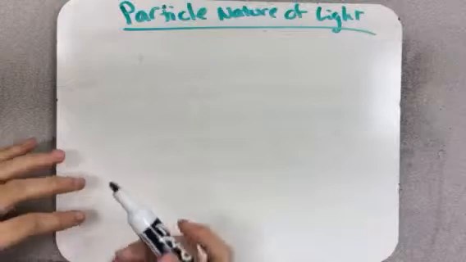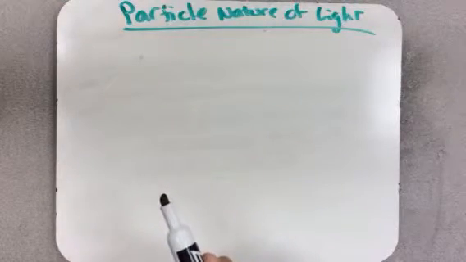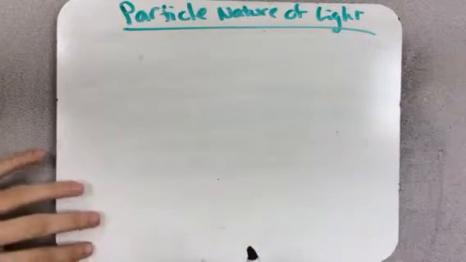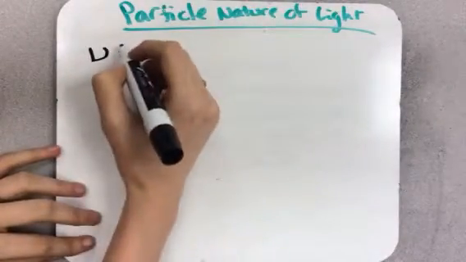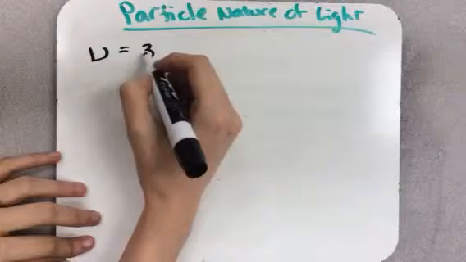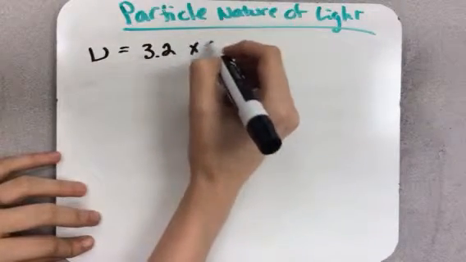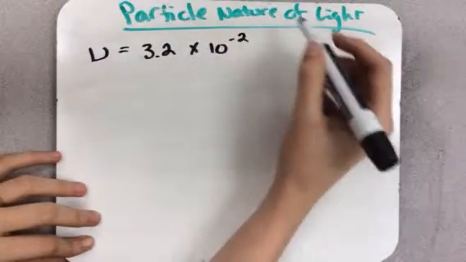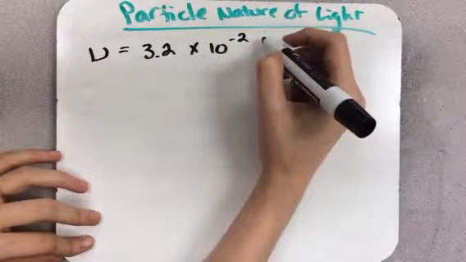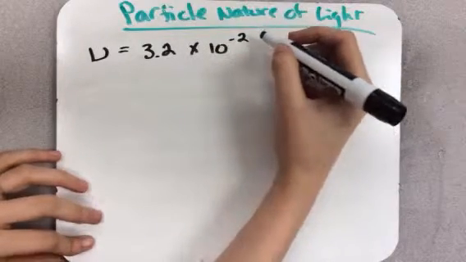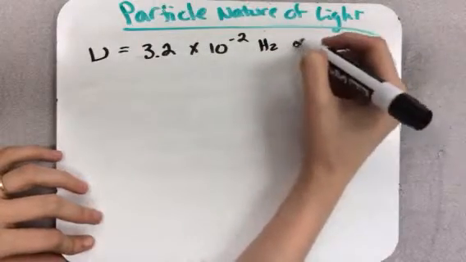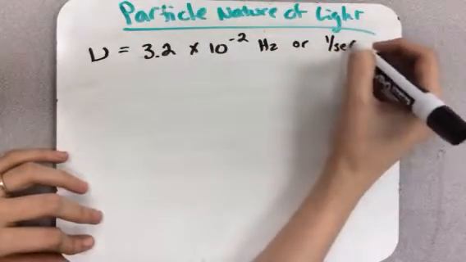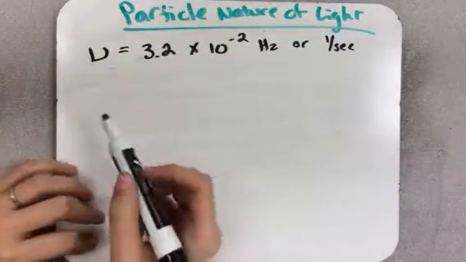So let's look at an example of this and do the calculations. In the previous video, we did an example where we found the wavelength of radiation with a frequency of 3.2 times 10 to the -2 hertz. And remember, it could be 1/seconds. Okay, so that's frequency.